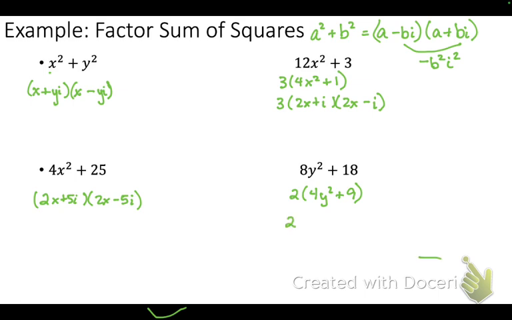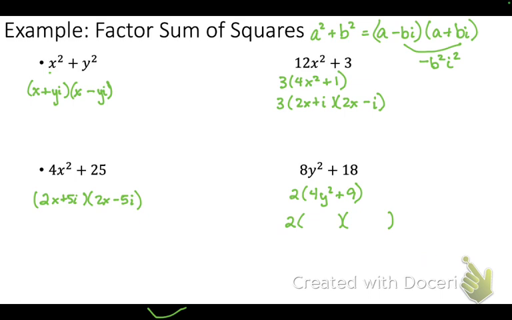Jacob, what do you get? Do it right now. You could just tell me while you're writing it down. Alright, so we're going to factor out a 2, and it's going to be 4y plus 9, and 4y minus 9.